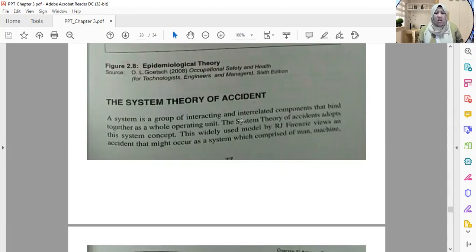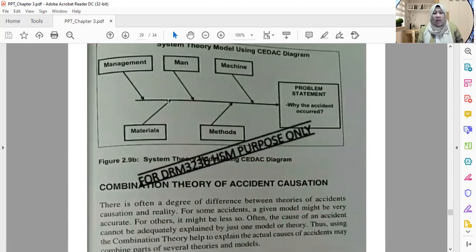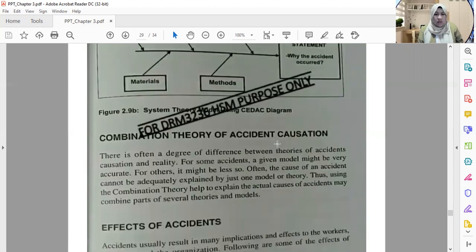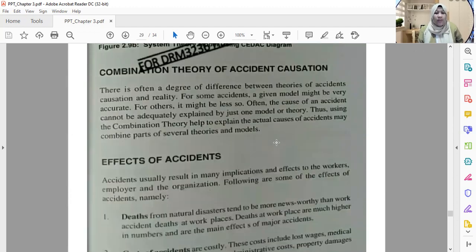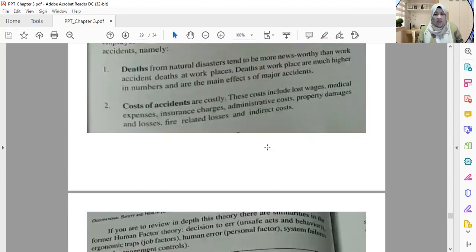Again, they go with the system theory model using a CDAC diagram. They have a fishbone decision-making diagram here: management, man, machine, materials, and methods. So these are the 5 M's. And then the problem statement: why the accident occurred. So, the combination theory of accident causation.